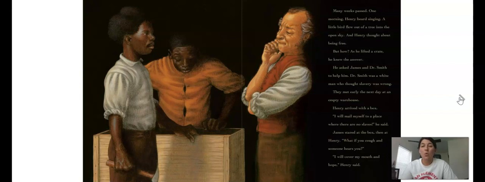Many weeks passed. One morning, Henry heard singing. A little bird flew out of a tree and into the open sky, and Henry thought about being free. But how? As he lifted a crate, he knew the answer.